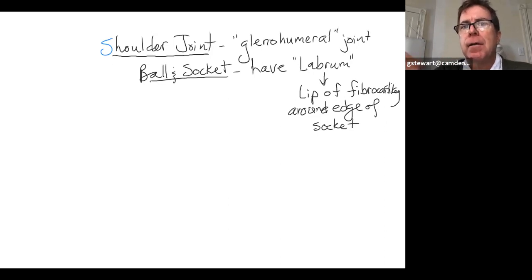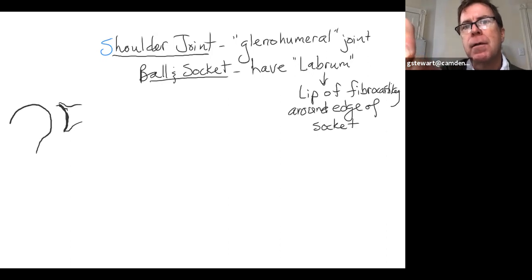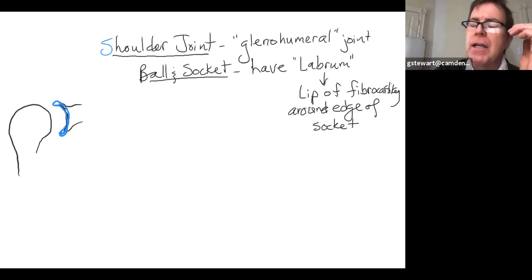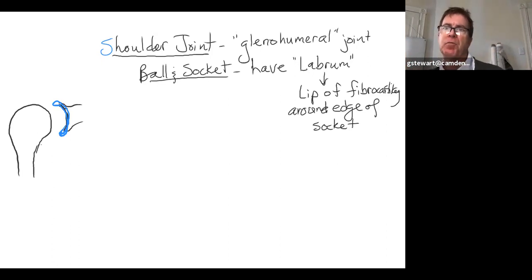I'll use the glenoid cavity. So here's the glenoid cavity on the end of the scapula. Here's the head of the humerus. And that labrum is fibrocartilage, not hyaline cartilage, that sort of extends past that edge. And it increases the surface area. It helps hold that ball of the articulating bone in place. So it has a labrum associated with it.